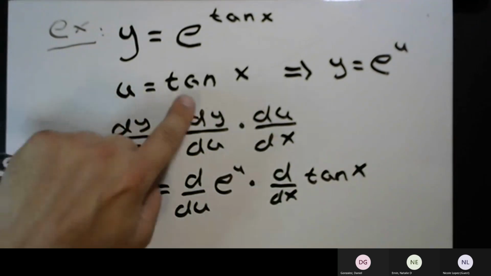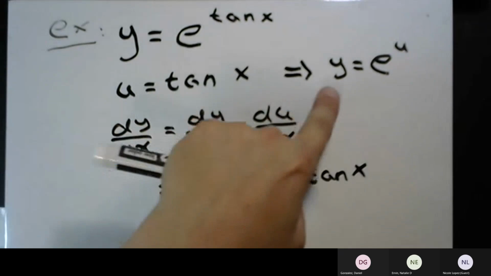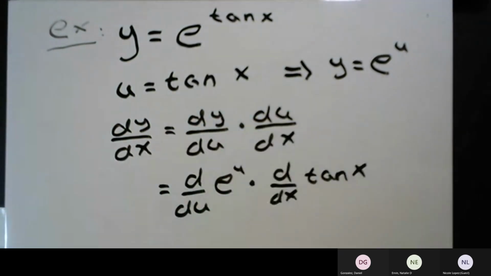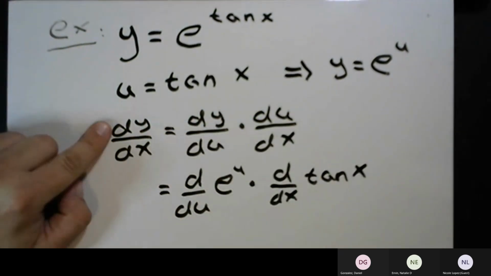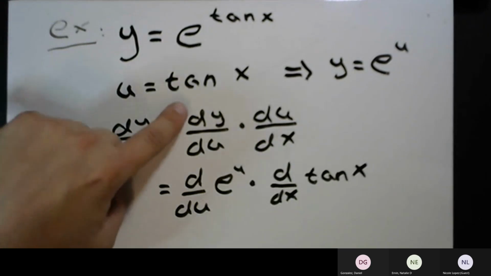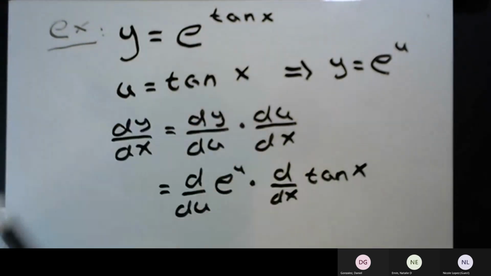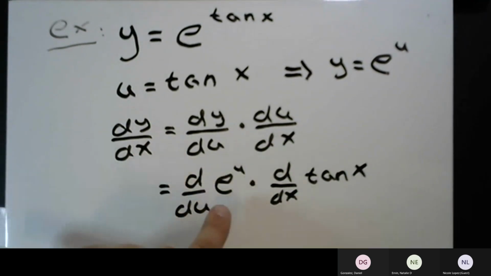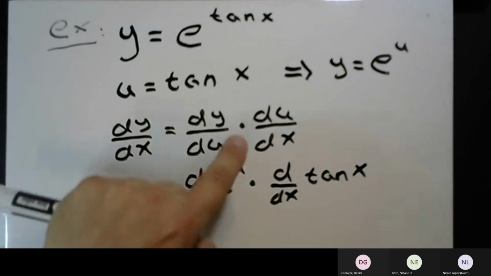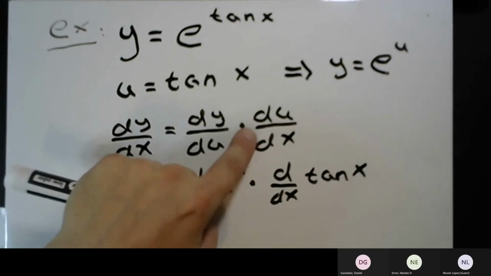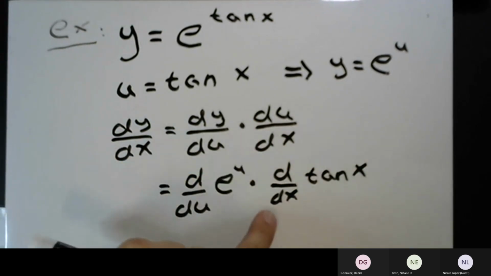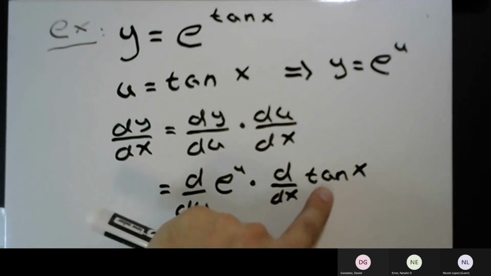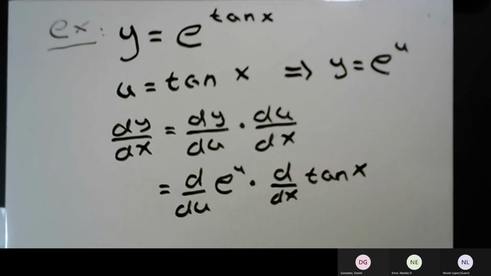So if we let u be tangent x, that turns y into e to the u. And we use our formula for the chain rule. dy/dx is dy/du times du/dx. So dy/du is the derivative with respect to u of y. And then du/dx is the derivative with respect to x of u. And u happens to be tangent x.